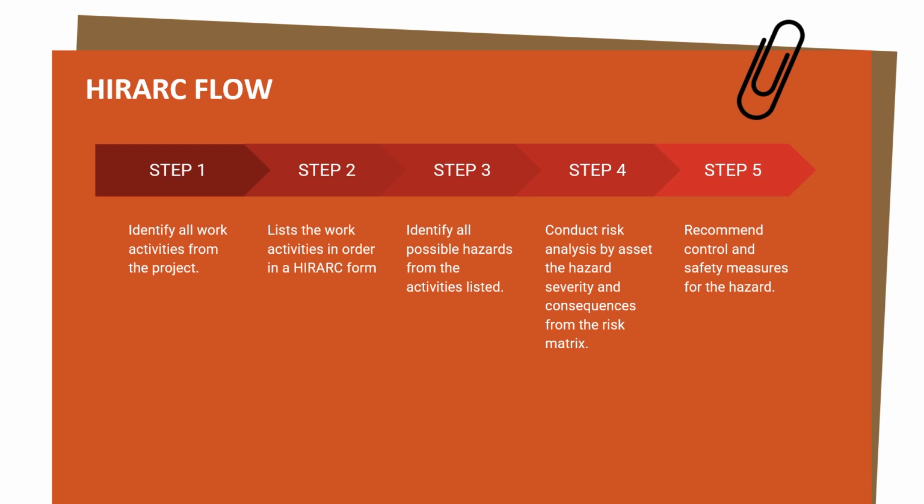Step 3, identify all possible hazards from the activities listed. Step 4, conduct risk analysis by assessing the hazard severity and consequences from the risk matrix. For this step, we need to find and calculate how high the level of risk is from the hazard. My friend later will explain more details about this. Lastly, Step 5, recommend control and safety measures for the hazard to eliminate or at least lower the effect of a hazard.